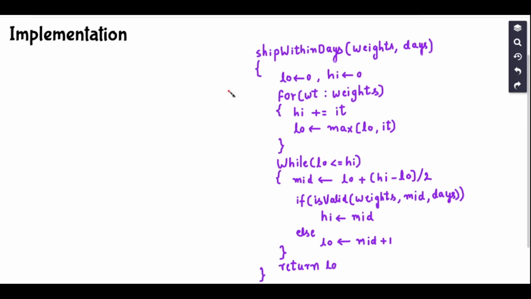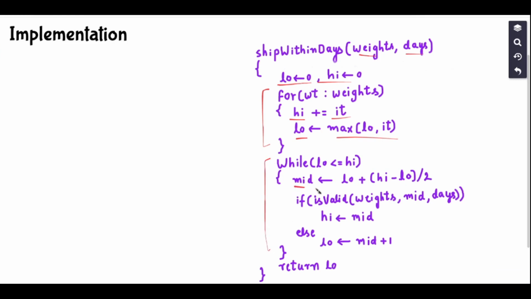Okay, so this is a ship within days function which takes in this weights array and the number of days in which you want to ship this weight. Initialize 2 pointers, low and high, store 0 in them, and now find the low and the high. Iterate over the weights array. High would basically be the sum of all the weights that we are given in the weights array, while low will be the maximum of the weights we are given. Now I run the usual binary search.